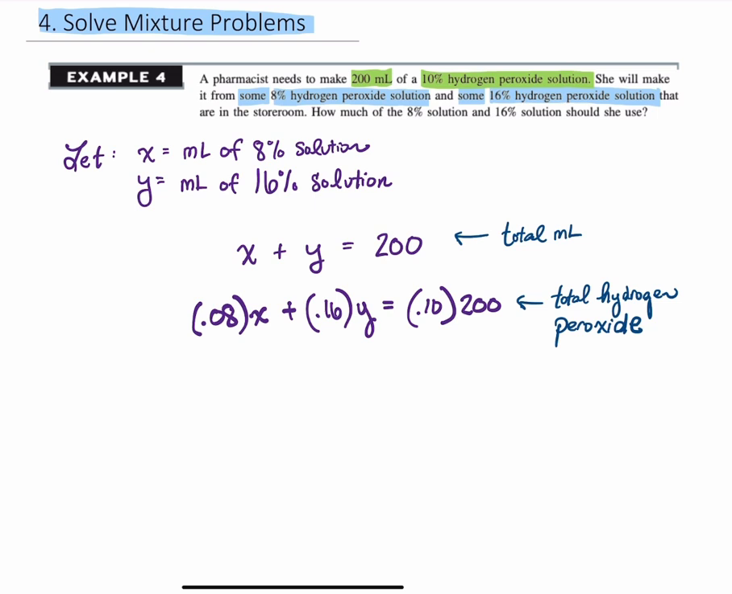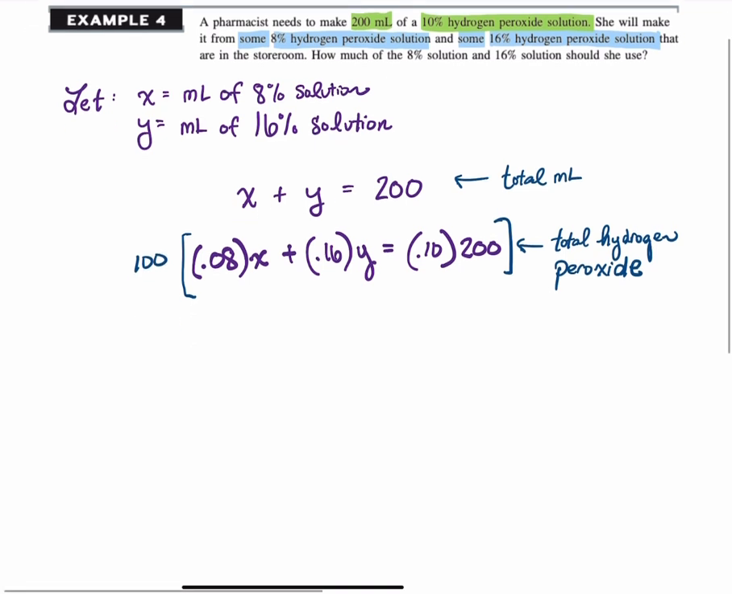So first, I want to get rid of these decimals. So I'm going to multiply the second equation by 100. That will effectively move the decimal places over 2 spaces for each of those. So let's rewrite this with those decimals cleared. Our first equation stays the same. I have X plus Y equals 200.